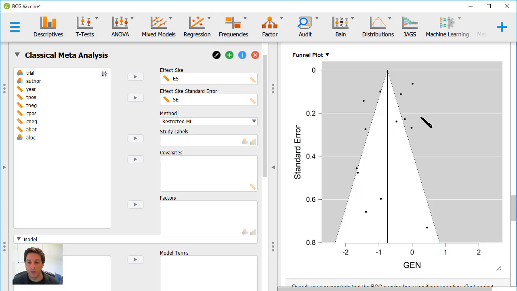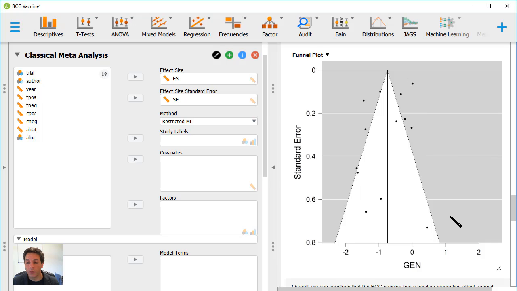But in terms of symmetry, these 3 here are almost compensating these 3 here. And then in the interval from 0.0 to 0.2 standard error, we've got all the studies outside the expected area, which is a bit concerning because they should be closer to the effect size, the overall effect size.